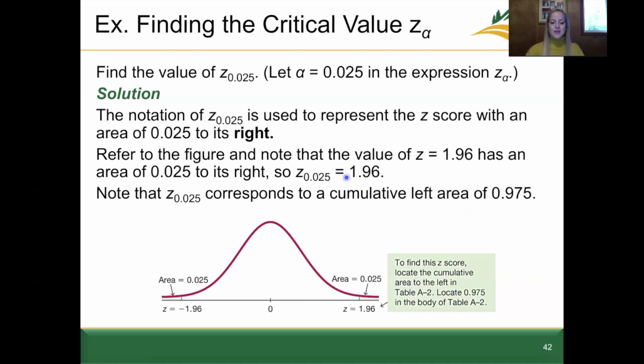Now, because normal distributions are symmetric, it does turn out that an area of 0.025 to the right is a z-score of 1.96. Also, an area of 0.025 to the left corresponds to a z-score of negative 1.96. So now you can start to imagine using these critical values to determine significance. Values to the left of negative 1.96, or to the right of positive 1.96, could reflect that these values are significantly low and these values are significantly high.